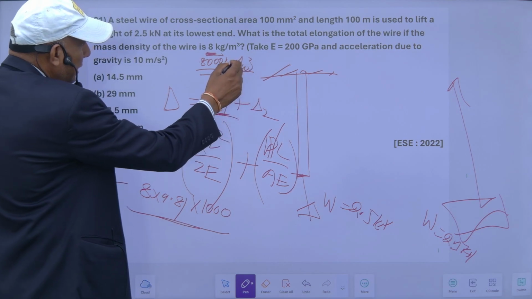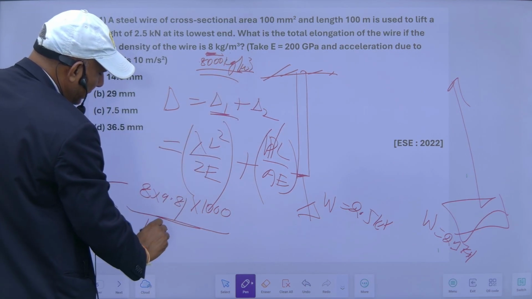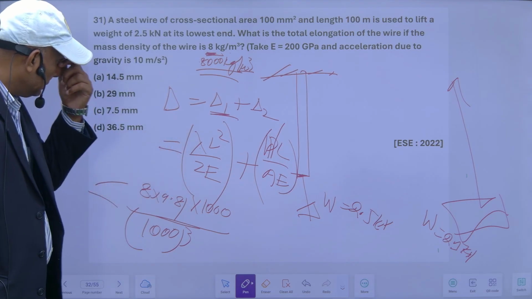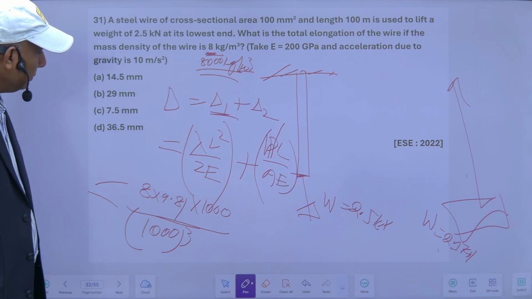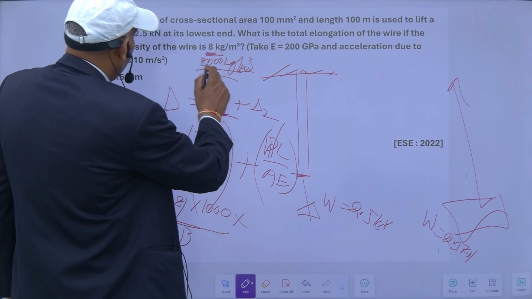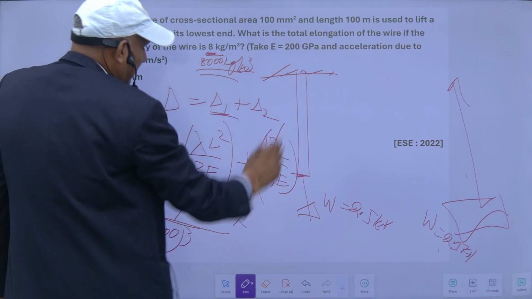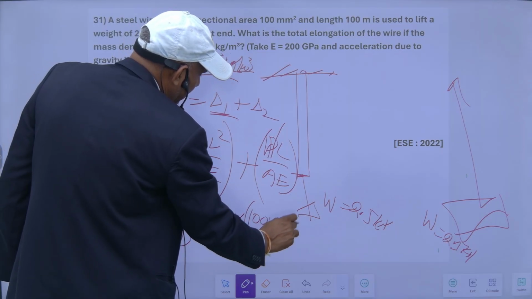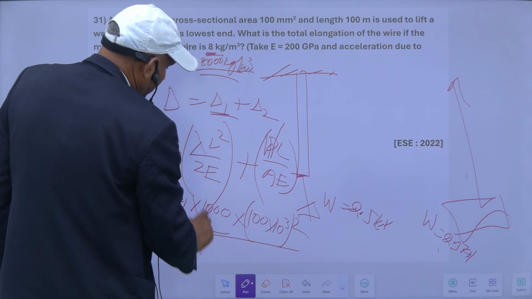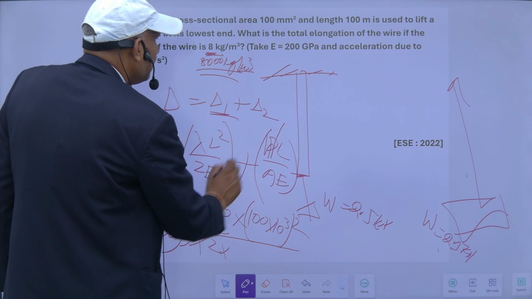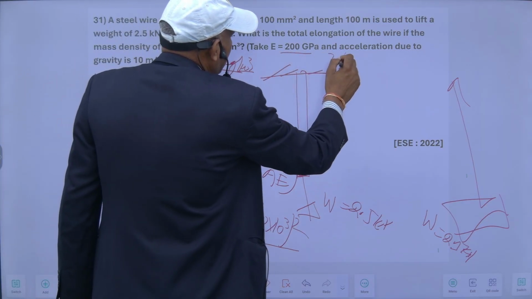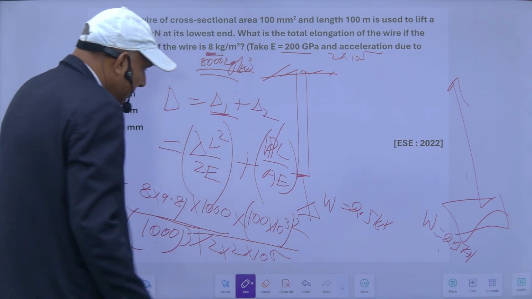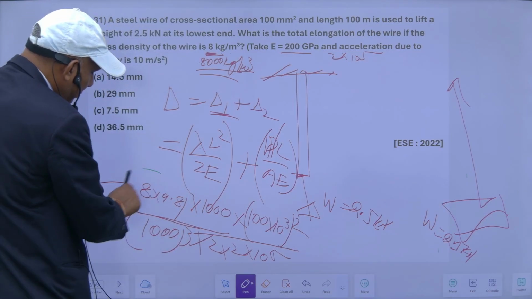Divided by mm. So meter cube means 1000 mm cube. So this will be my lambda. So this is lambda into L square. L in this case is 100 meter. So 100 into 10 to the power 3 is mm, and square of this upon 2E. So E is equal to 200 gigapascal, means 2 into 10 to the power 5 Newton per mm square. So this will give this lambda L square upon 2E.